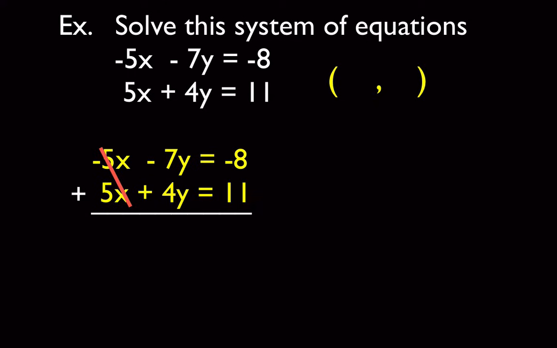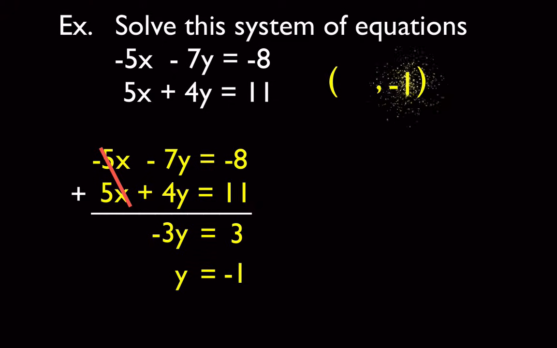So when I add negative 5x and 5x, they cancel out. Negative 7y and positive 4y make negative 3y. Negative 8 plus 11 equals positive 3. And when we solve that, we get y equals negative 1. Make sure you put it in the right spot, and then we substitute back in.